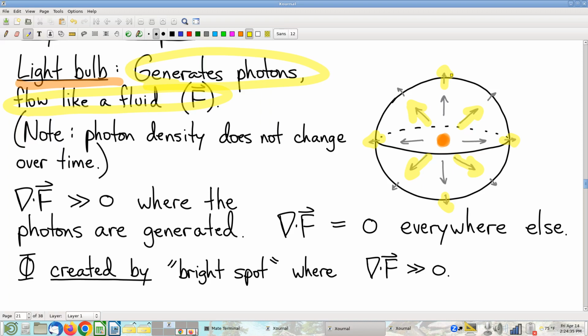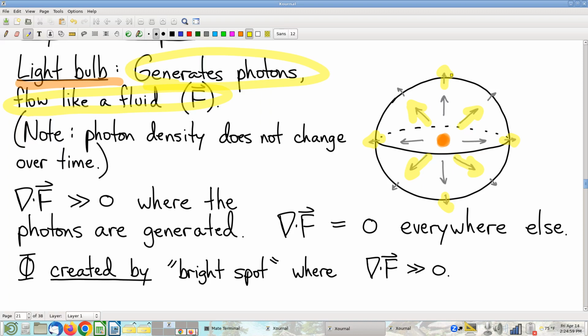Outward, of course. A little uncomfortable that these arrows aren't all the same magnitude. Speed of light's a constant. All the photons are flowing at the same velocity. Why are these farther away arrows shorter than these closer in arrows? Simple answer: keep in mind, vector fields do not always represent velocity.